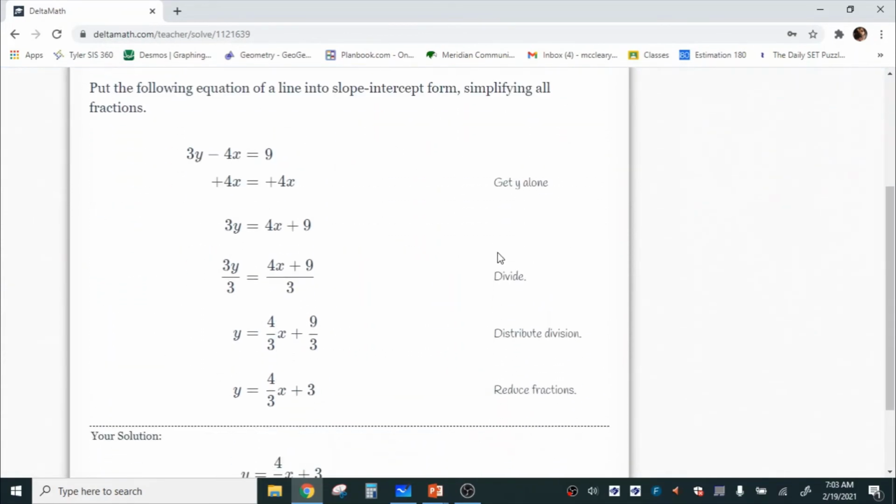Okay, and as always in Delta Math, it shows you their method for doing this, and it's the exact same as mine. There's really only one good way to do these. Move the x, divide, get rid of the coefficient of y, simplify if you need to.